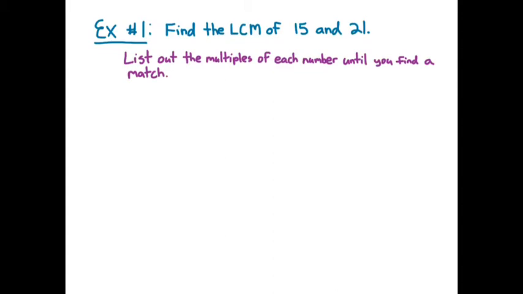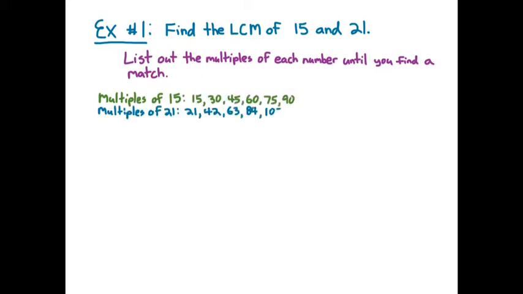Now there's not really one quick method to doing this. Basically what you want to do is list out the multiples of each number until you find something that matches. So we're going to list out the multiples of 15 and list out the multiples of 21. Usually it helps to list a few at a time, so you don't have to do an unnecessary amount of work. But you should find after you list several multiples that the least common multiple appears to be 105. That is the first number that shows up on both lists. So the least common multiple of 15 and 21 is 105.